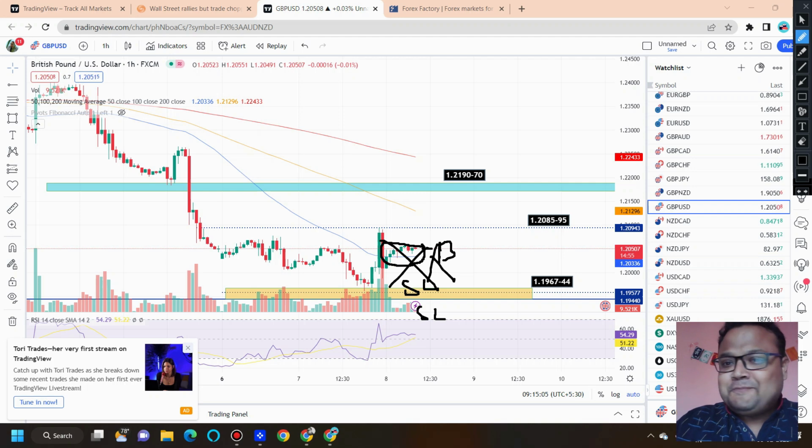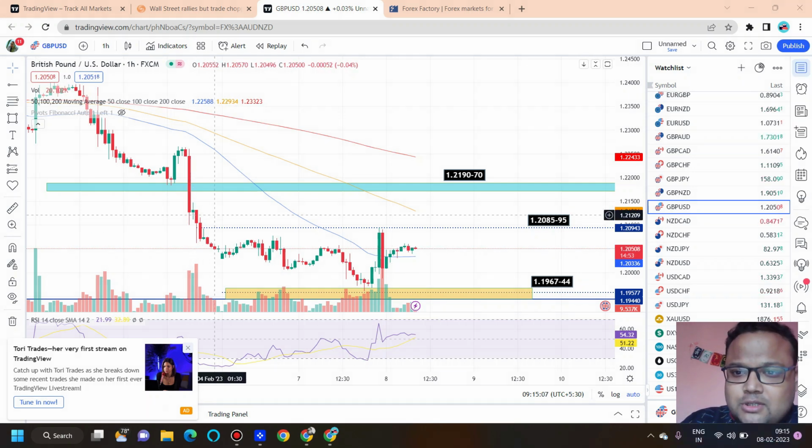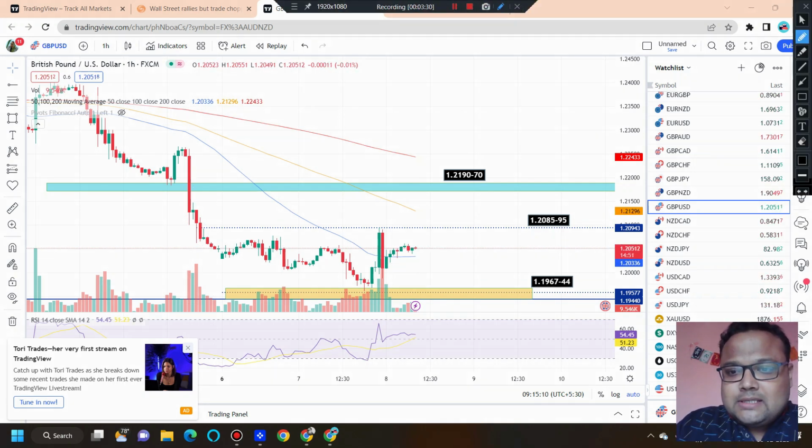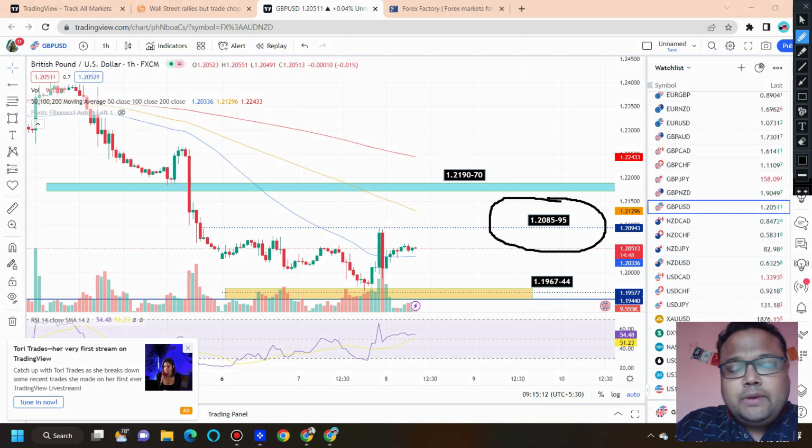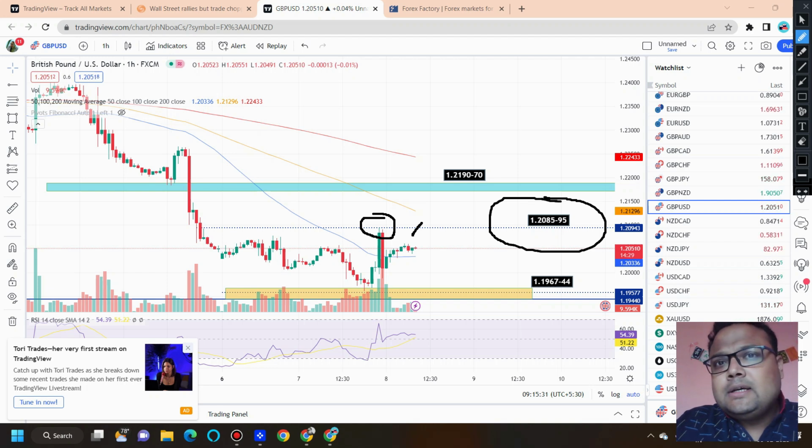Do not forget that. So first of all, let's talk about the resistance. The resistance on the chart of GBPUSD is around 1.2085 to 1.2095, the previous high made by the market. In case market goes for a breakout, if you see market crossing the 1.2095 level, do not take a buy position immediately. Just have a look at the chart of DXY.